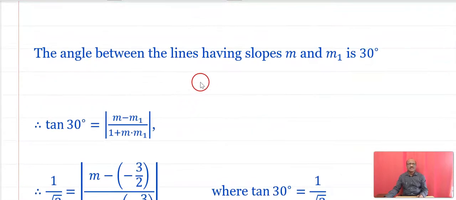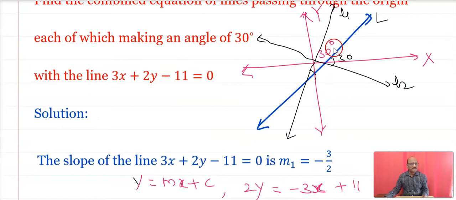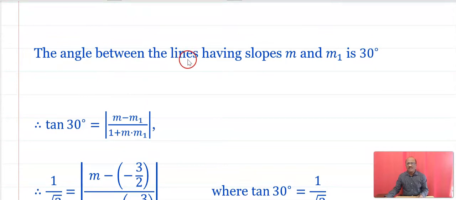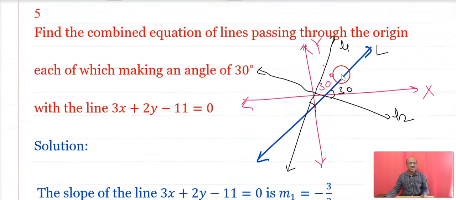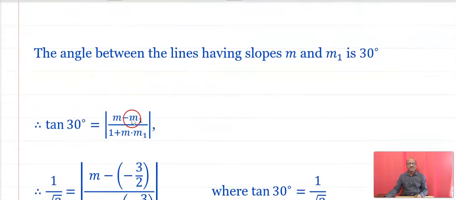And that's why we consider that m is the slope of one of the lines making an angle of 30 degrees. Among them, the one line we consider here as L1 makes a 30 degree angle. And here, with 3x plus 2y minus 11, the angle between the lines having the slope m and m1 is 30 degrees. Okay. Therefore, tan 30 is equal to, we are considering only these two lines. We want to find the joint equation of the lines L1 and L2, but we are considering these two lines. And the angle between them is 30.